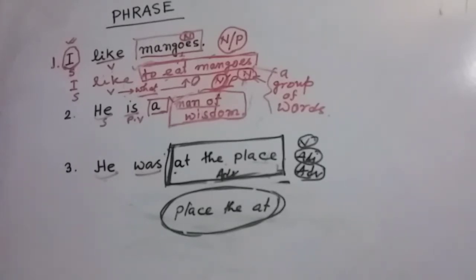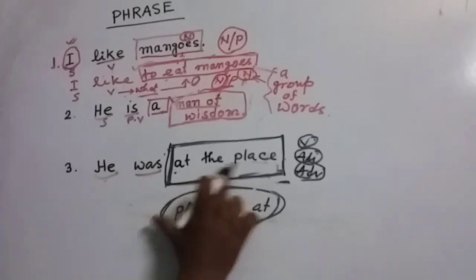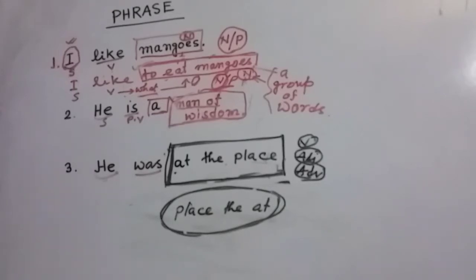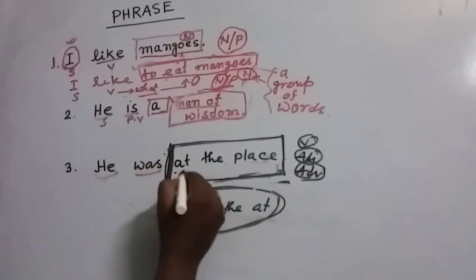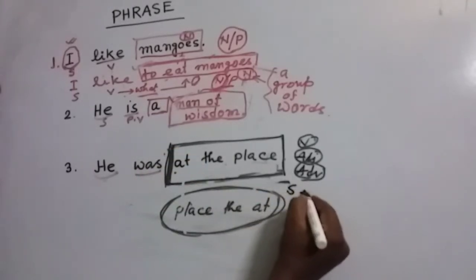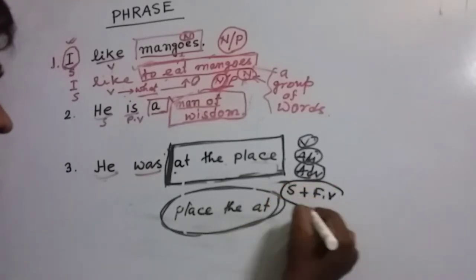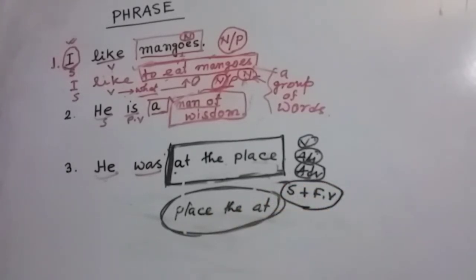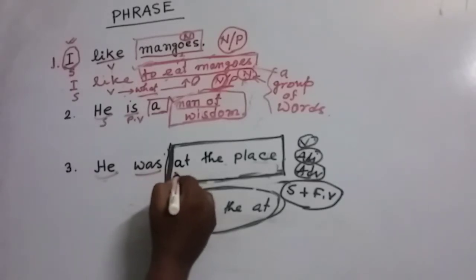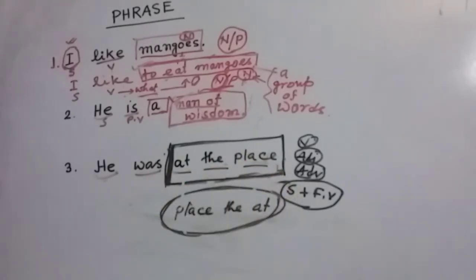And one of the most important conditions is that there must not be any subject or any finite verb. So in this group of words, there must not be any kind of subject or finite verb. Here you can see there is no such subject or finite verb.